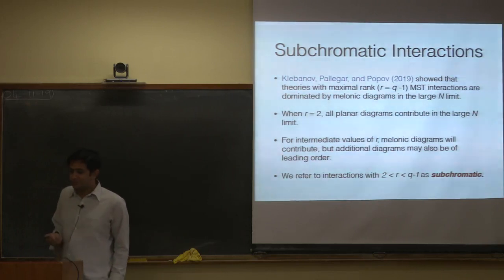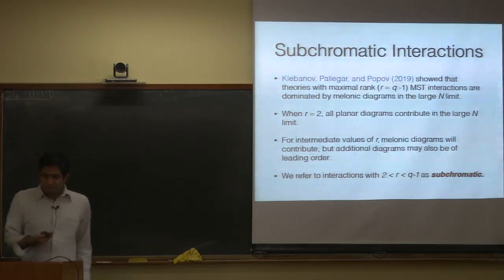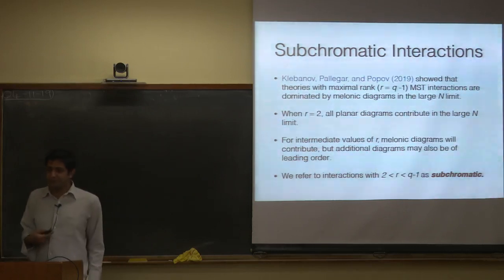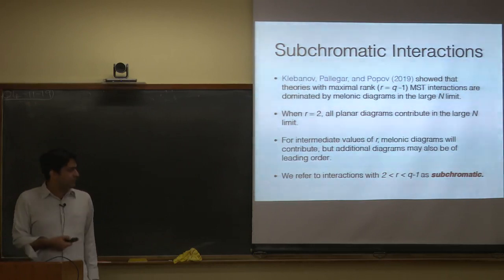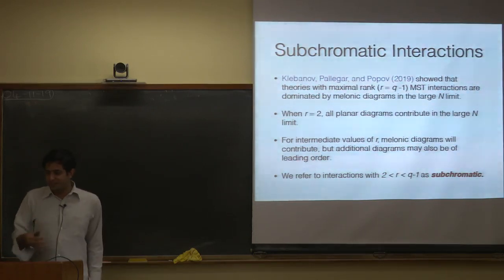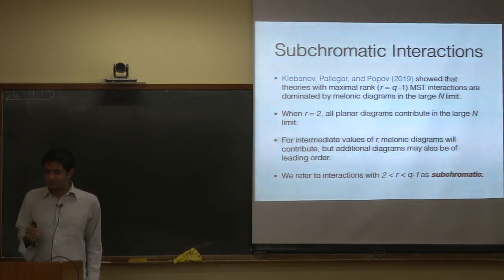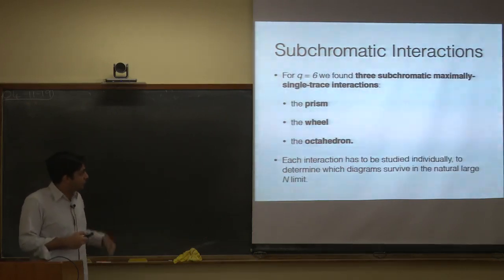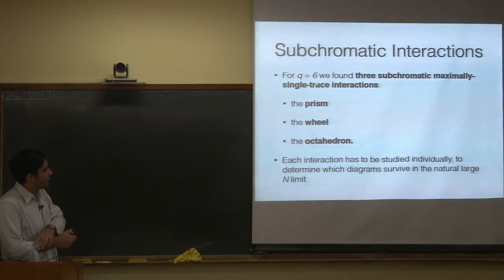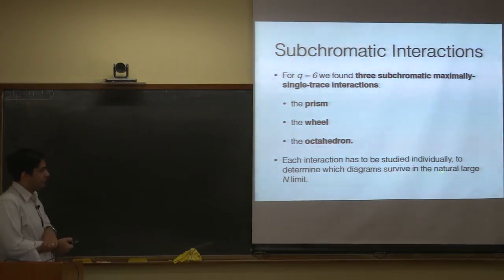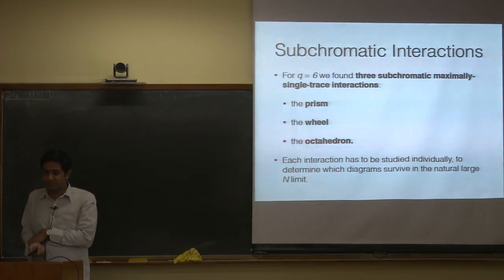So there's a hope of large n limits which have more than the melonic diagrams, but are still solvable. Since R is the number of colors in the lines and it's less than maximal, we use the word subchromatic to define these models. For Q equals 6, there are 3 subchromatic MST interactions: the prism, the wheel, and the octahedron. What we'll do next is determine which diagrams survive in the large n limit for all these theories.